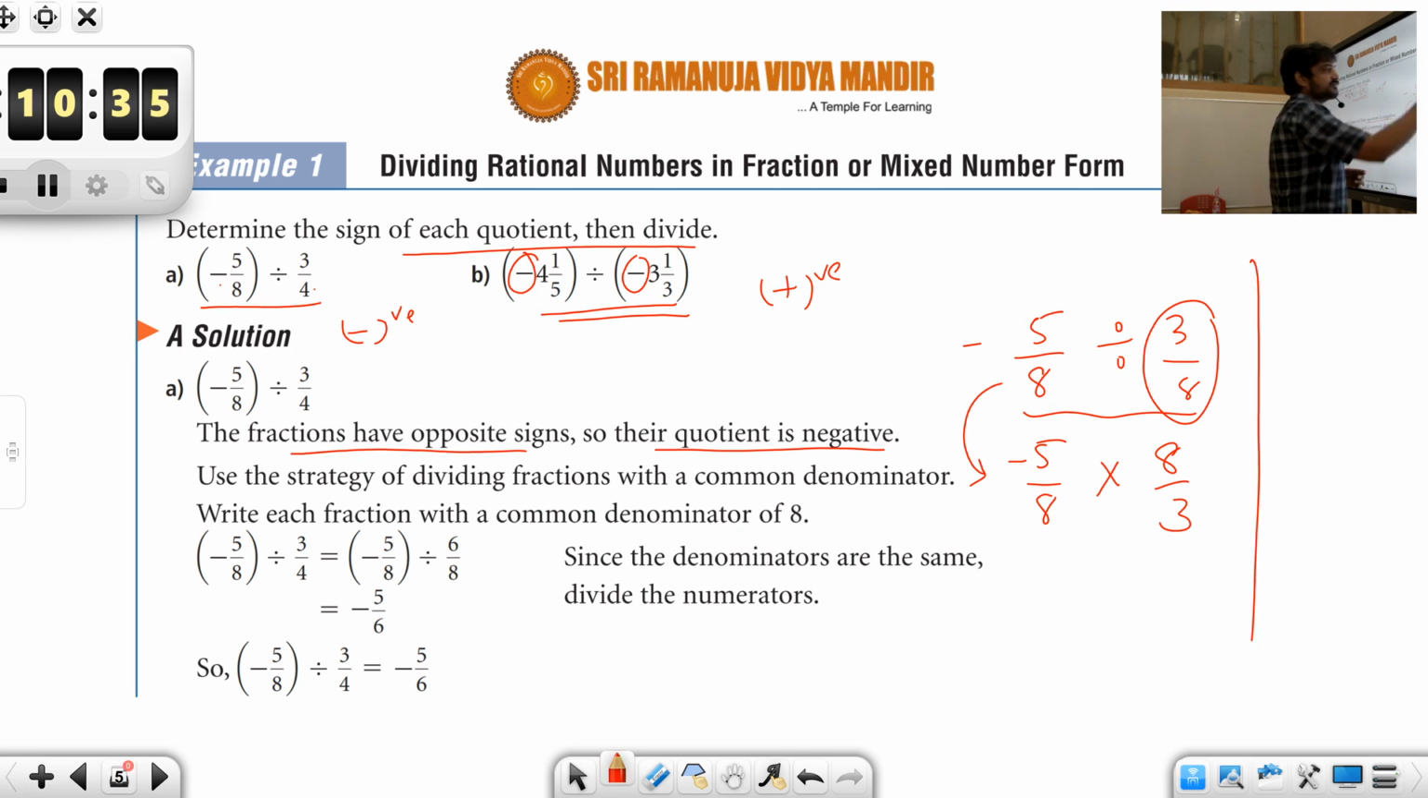Say if a is any given number, its reciprocal would be 1 by a. Suppose you want to find the reciprocal of 2, the reciprocal would be 1 by 2. Reciprocal of 3, 1 by 3. Reciprocal of 1 by 4, that is going to be 4. Okay, students?